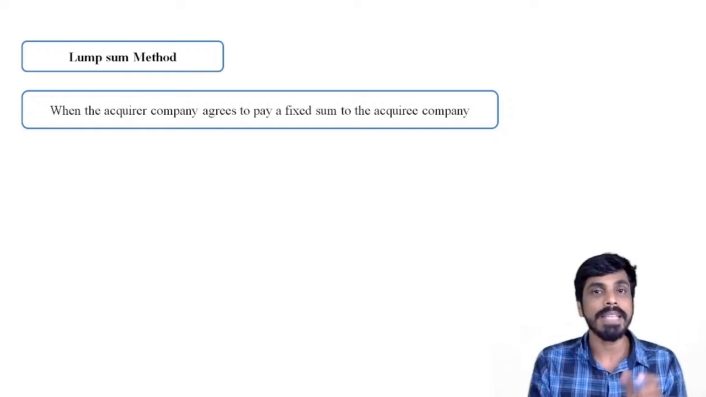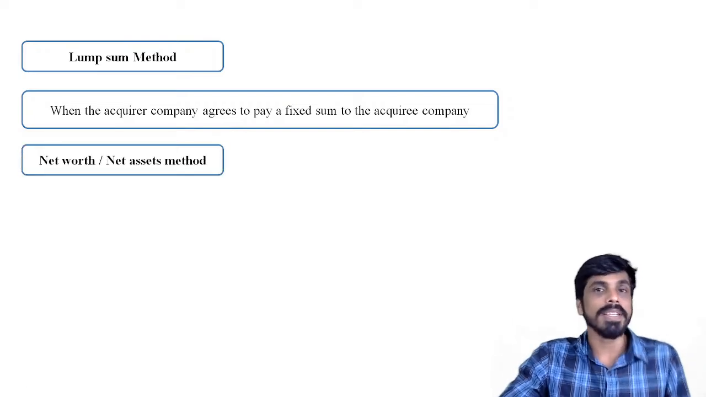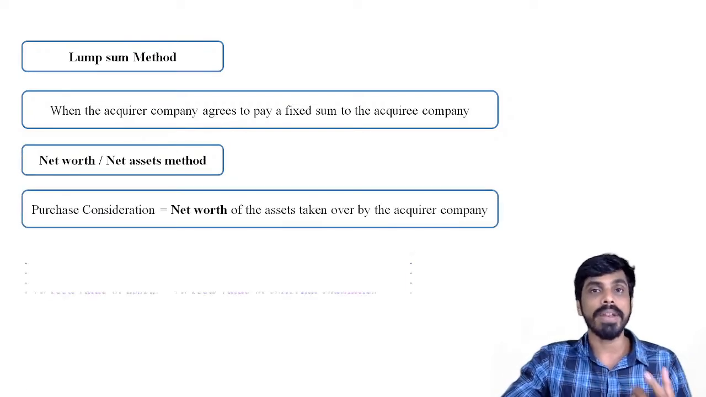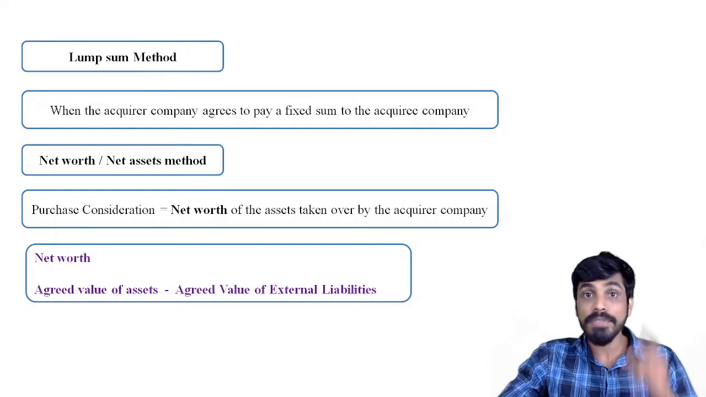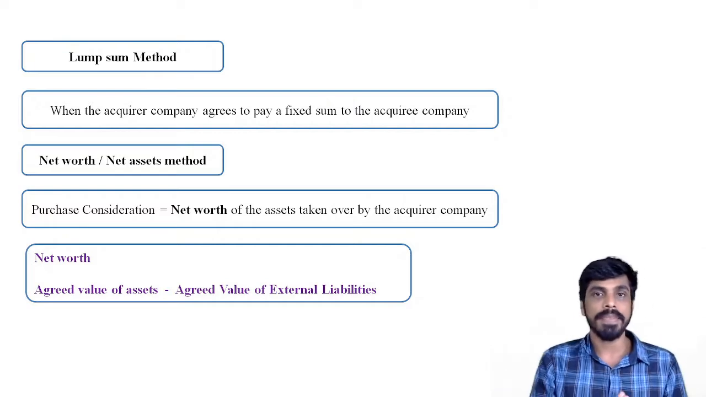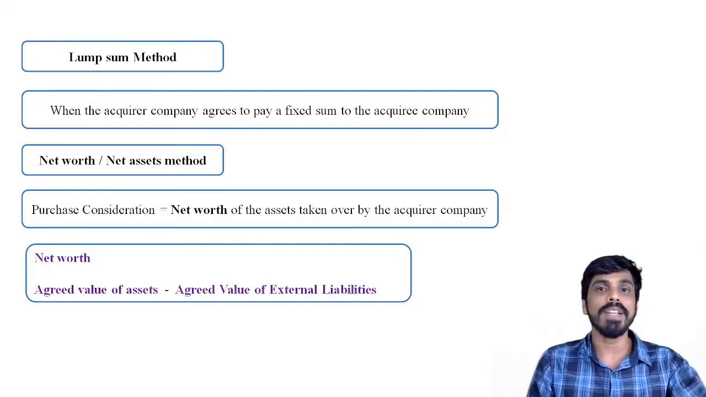So this is what is known as the lump sum method. Nothing is to be calculated. But the second method is something different. It is known as the net worth method or net asset method. Then you have to know what net worth is. Net worth simply means the total value of assets.